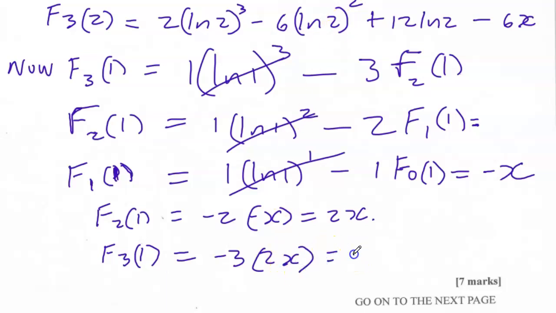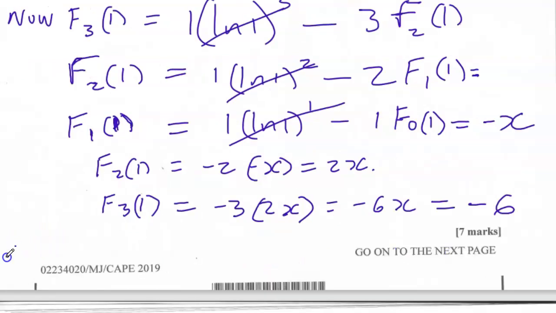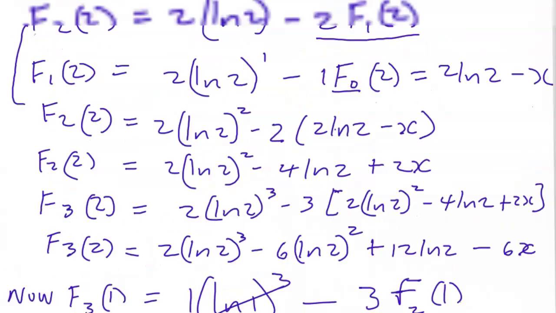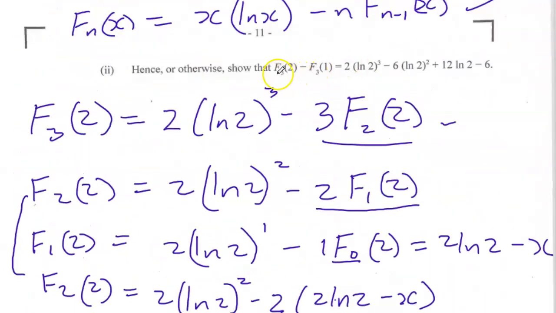So it's negative 6x. And we're replacing the x with 1 in the bracket here. So that's just negative 6. So therefore, what we're asked to prove now is an expression for f subscript 3 of 2 minus f subscript 3 of 1.